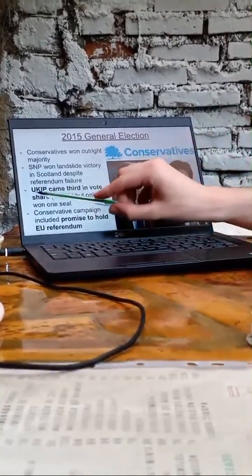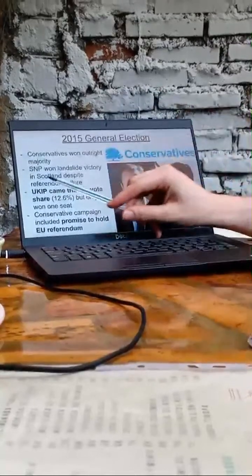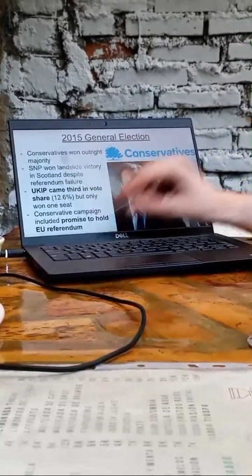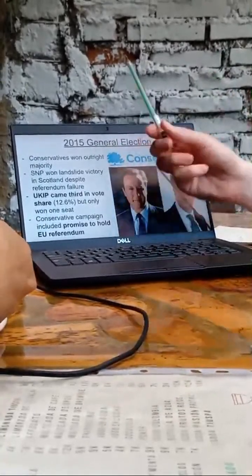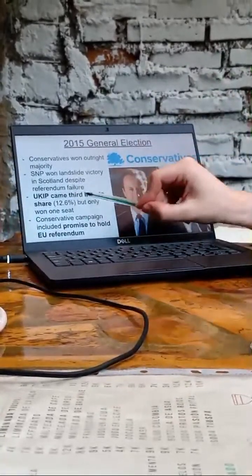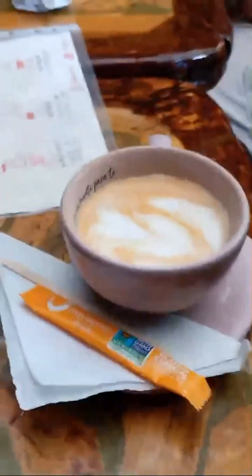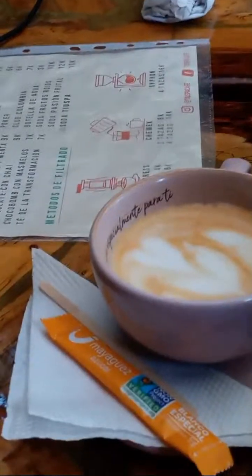UKIP, have you heard of UKIP? No, I don't know what it is. UK Independence Party. They're very pro-Brexit. This was before Brexit, but they came third in the total vote share, so they got a big amount of the votes. They only got 1 seat in total. And most importantly, perhaps, the Conservative campaigning included a promise to hold a referendum on EU membership.